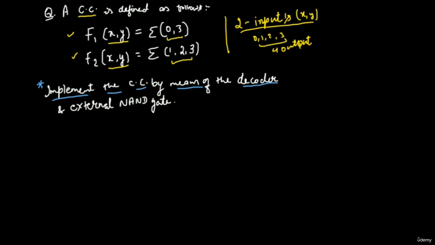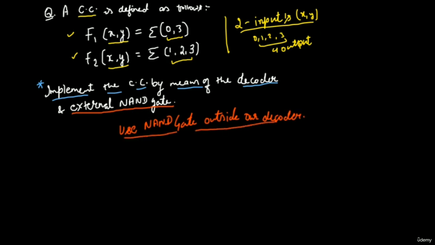Now the key point we have to take from all this is the external NAND gate. So we need to use the NAND gate outside our decoder. So this is the most important thing that we have developed here. Now let's start solving it one after another.